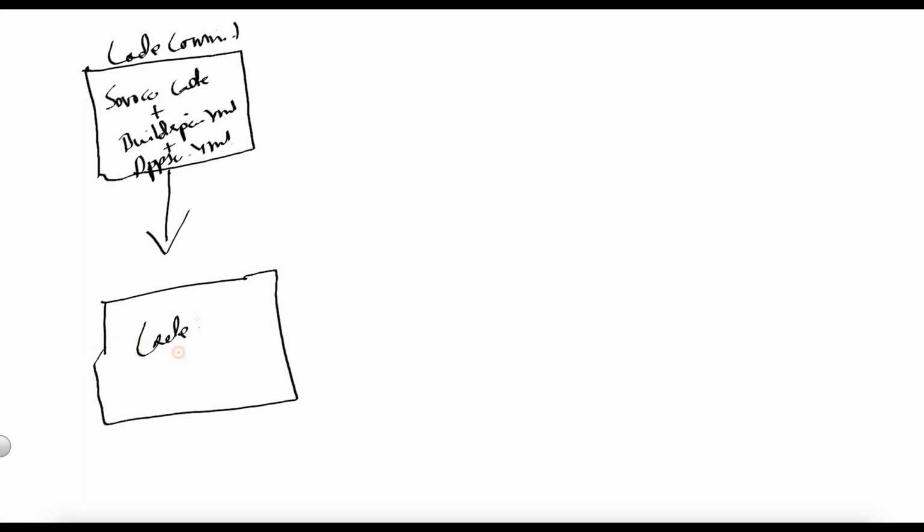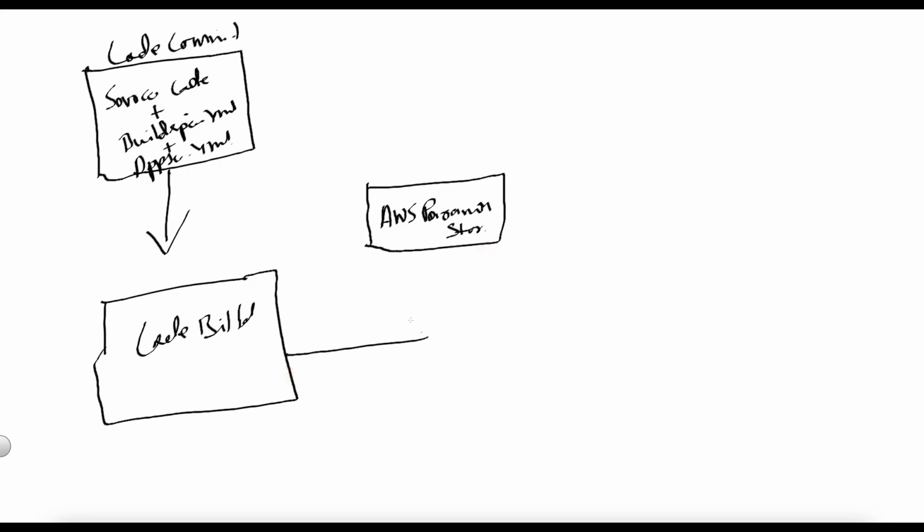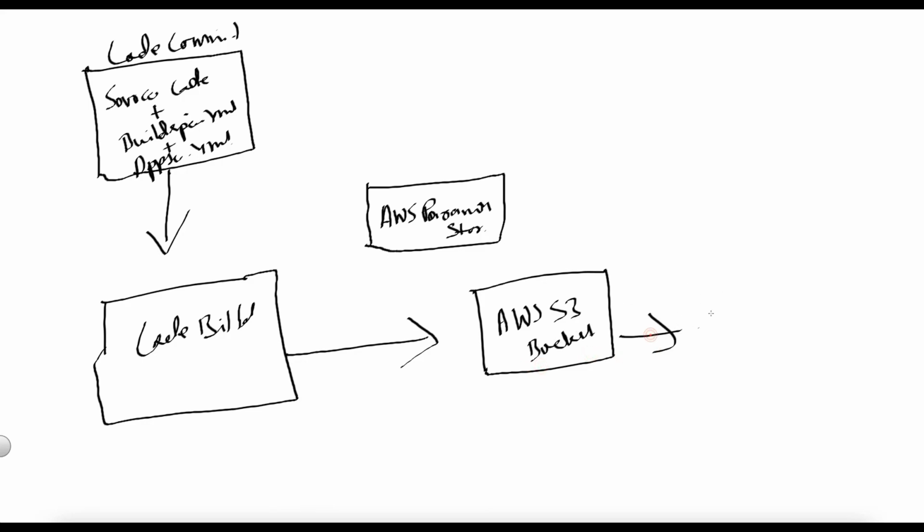CodeBuild. Here the build happens, and the build will get the parameters from the AWS Parameter Store. When the build succeeds, the build will be sent to an AWS S3 bucket, where we will be maintaining the revisions for the actual CodeDeploy. That will be used to do the actual CodeDeploy application deployment.